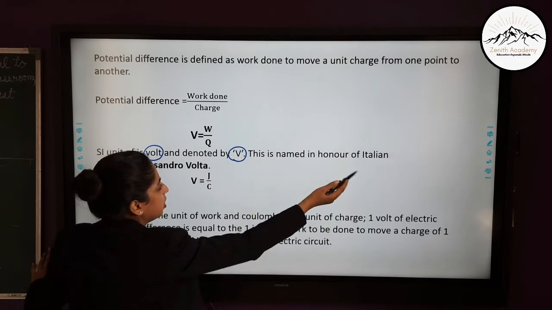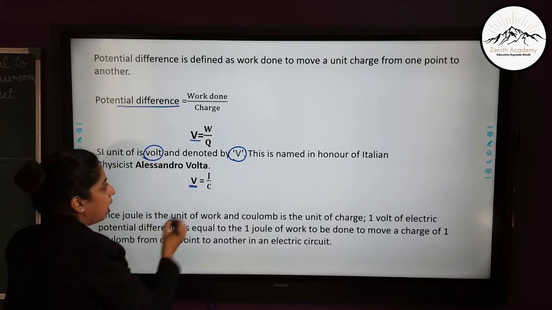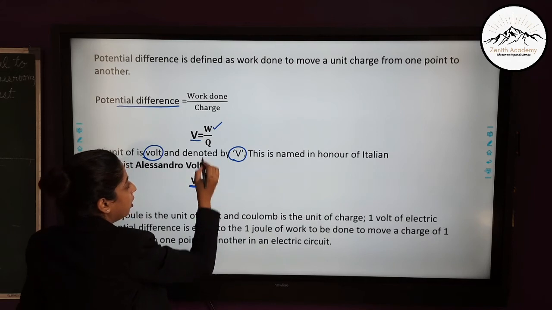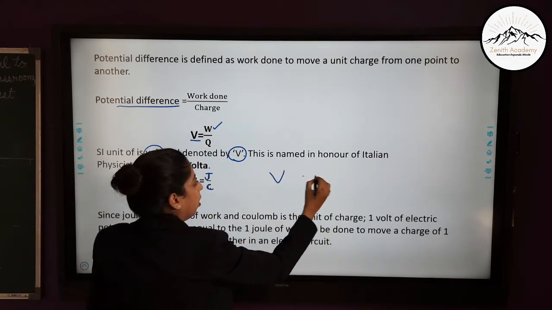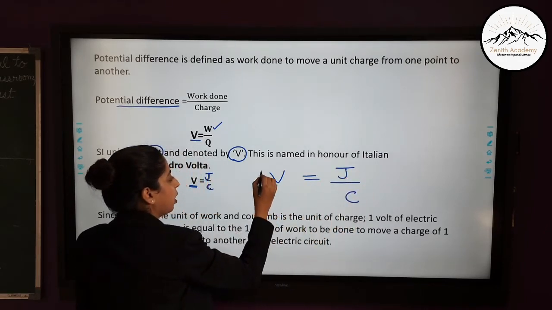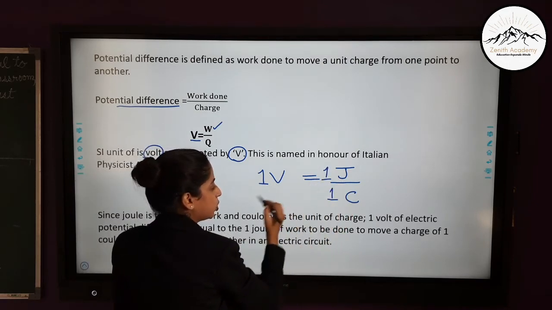Now this name is in honor of the Italian physicist Alessandro Volta. And what is the unit of work? It is joules, and the unit of charge we know is coulomb. So if I write it again, when this is 1 and this is 1, 1 divided by 1 is 1.